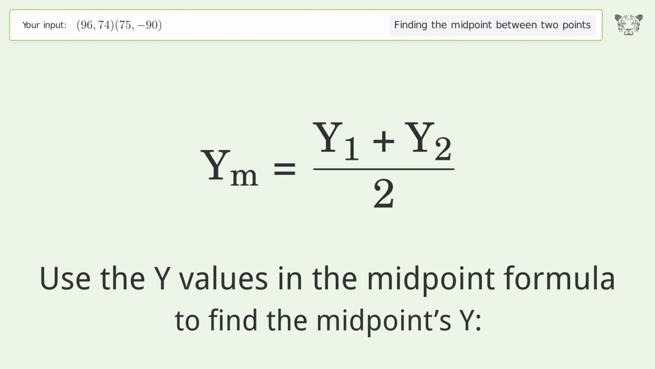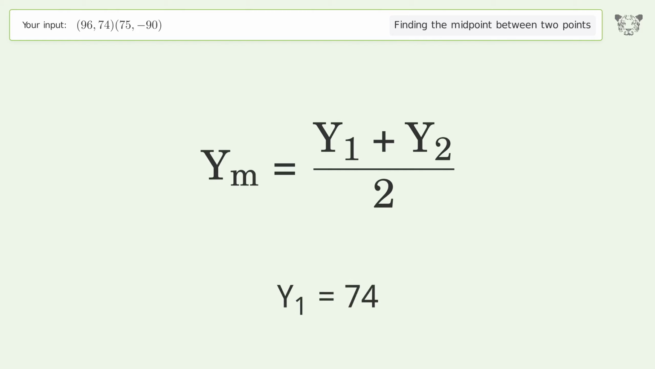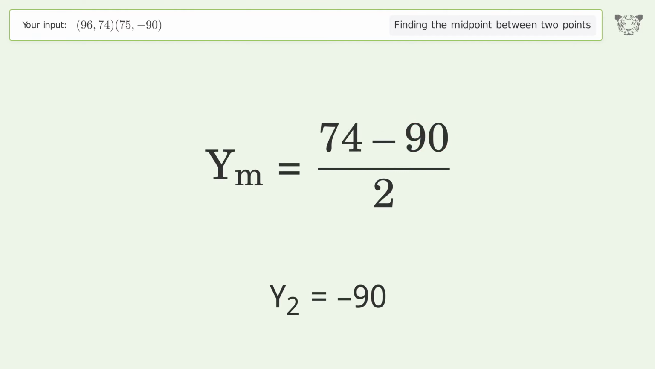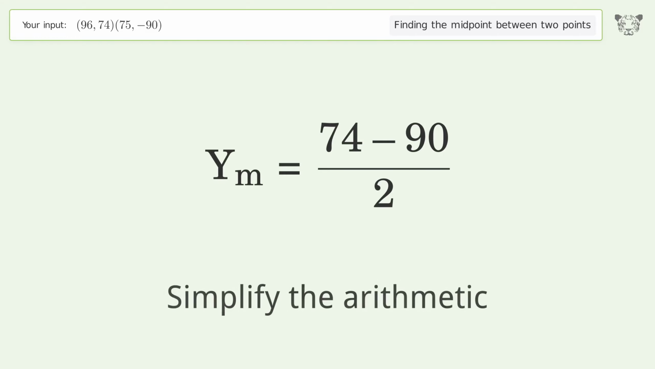Use the y values in the midpoint formula to find the midpoint's y. y1 equals 74. y2 equals -90. Simplify the arithmetic.